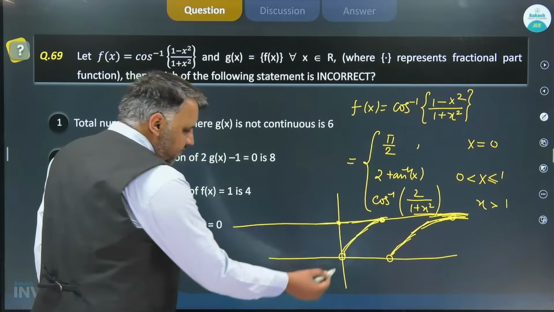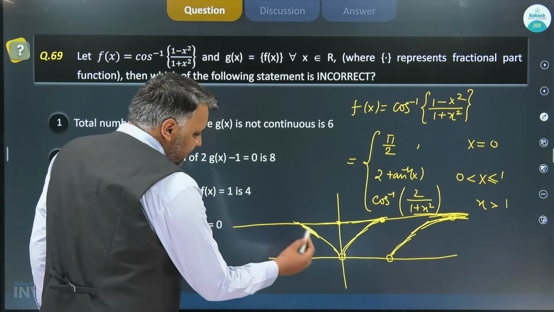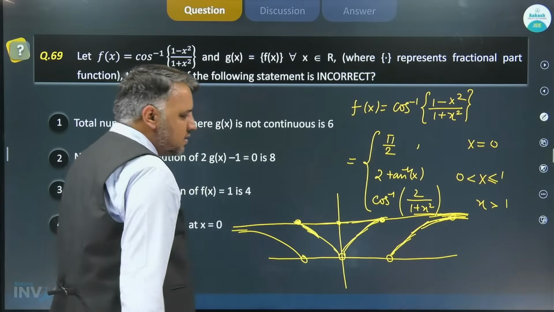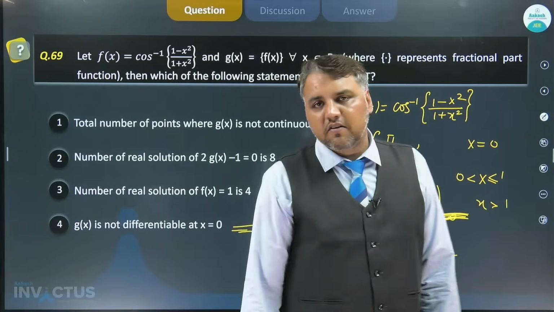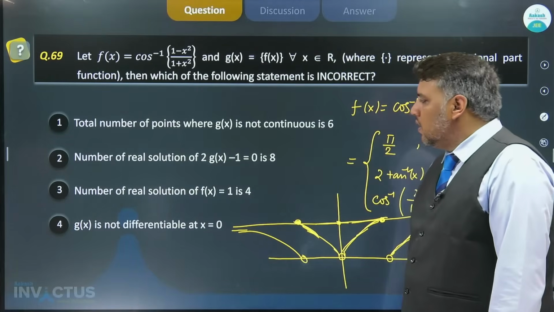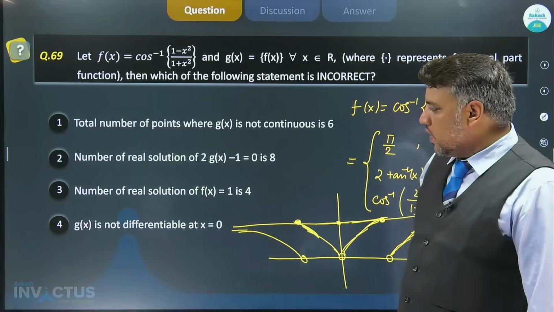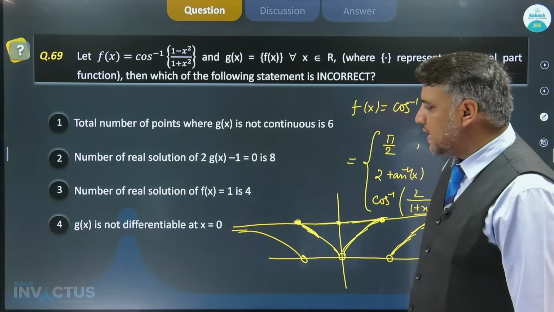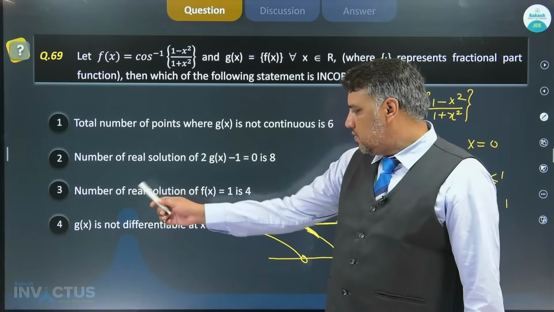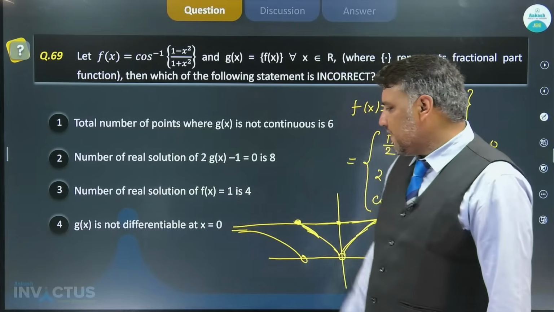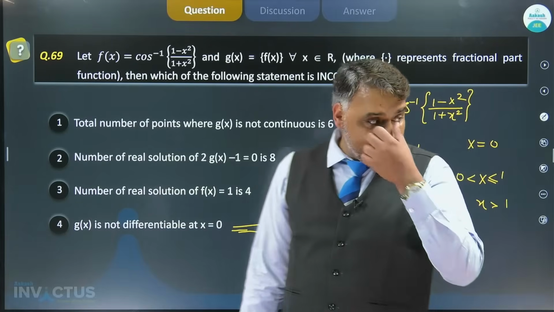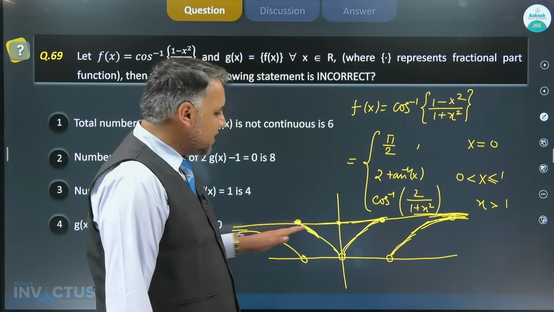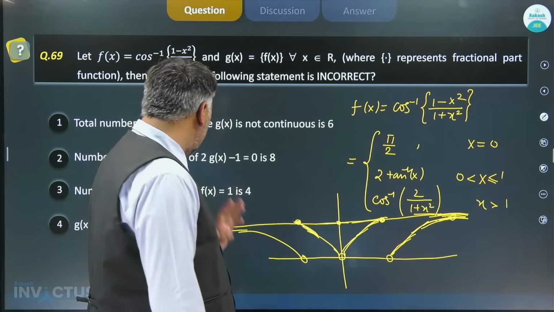Now take the reflection. So on the left side the graph will be like this, and then again something like this. So this is the graph of y is equal to fx. Okay, now we have to comment on incorrect statements. Number of real solutions of fx is equal to 1 is 4. Now fx is equal to 1 will be a line just below y is equal to pi by 2, which will cut the graph at 4 points. So option 3 is correct.